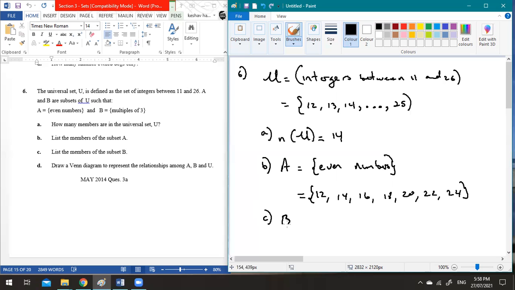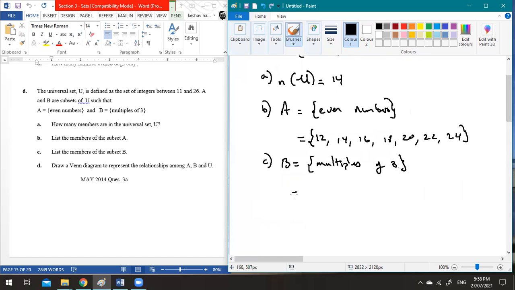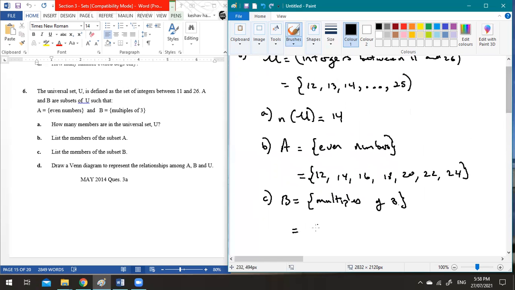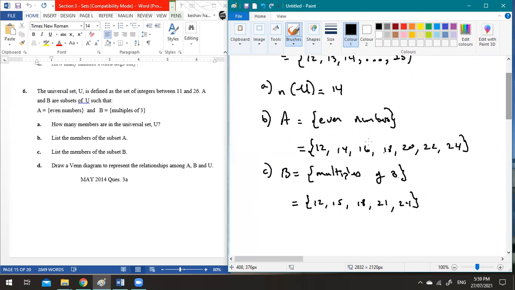C, list the members in the set B. So the members in the set B are multiples of 3. And the multiples of 3 within the numbers will be 12, 15, 18, 21, and 24. Now we can see that from the sets A and B, we have some intersections. We have 12, we have 18, and we have 24.